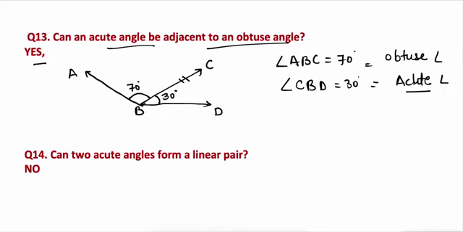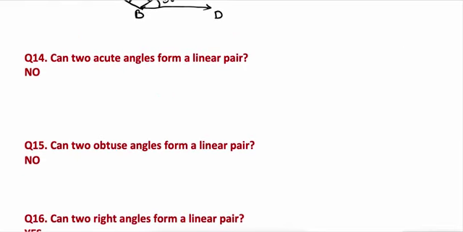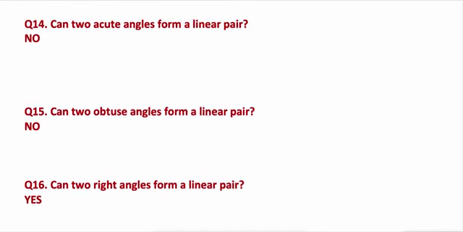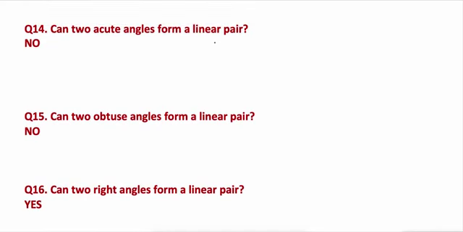Question number 14. Can two acute angles form a linear pair? As we know, for a linear pair, the sum should be equal to 180 degrees and the acute angles will be between 0 to 90 degrees. So two acute angles cannot form a linear pair because their sum will not be equal to 180 degrees. So the answer is no.